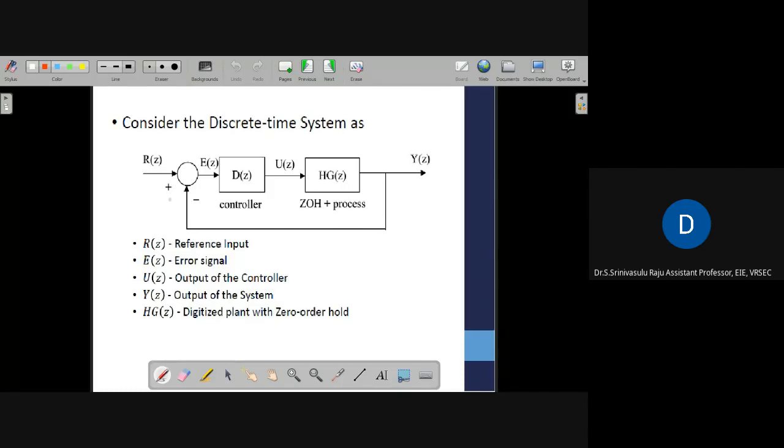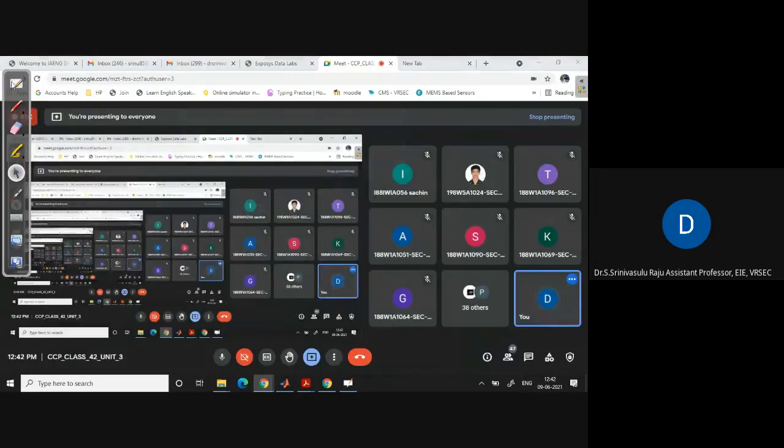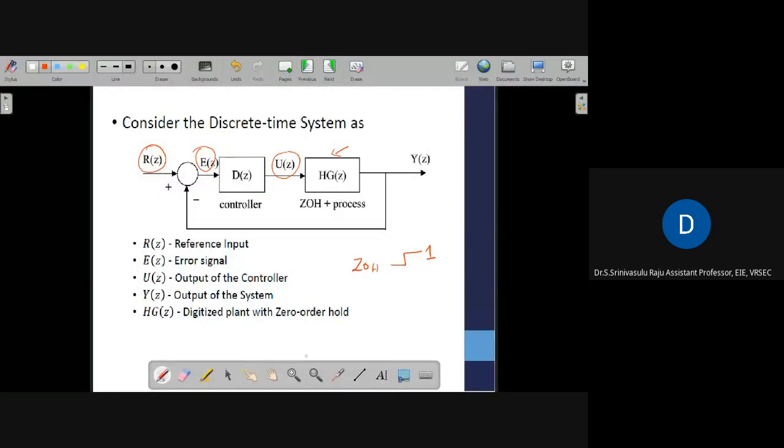Now here we have simplified that block diagram into this one. So we know R of Z is the reference input and E of Z is the error signal, and U of Z is nothing but the controller output. We are calling it the manipulated variable or control variable; you can call it by any name. Once we are passing it to the system, here I combine HG of Z, so zero order hold plus process. We know why we are using zero order hold, because its pulse transfer function is always 1. So we digitalize the plant with the zero order hold, so HG of Z is nothing but the digitalized plant.